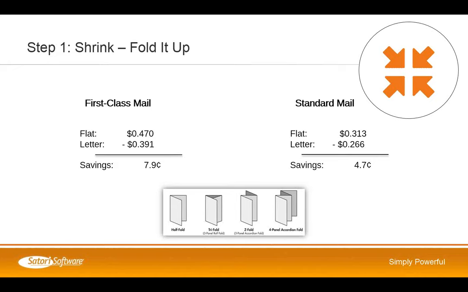Now, if you just take that 9x12 mail piece and fold it in half, that becomes a 6x9, which can actually qualify for a letter size. And just by folding it once in half, you can drastically cut the postage that you're paying, just based on the actual size of your mail piece.